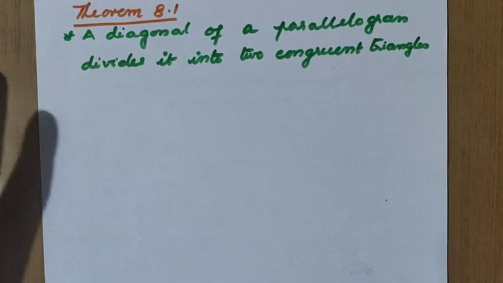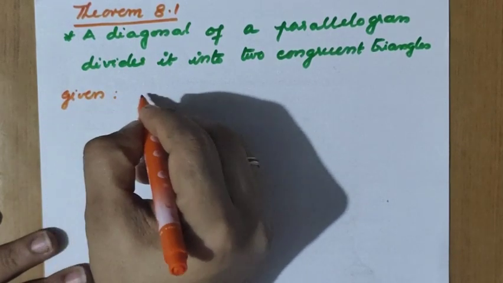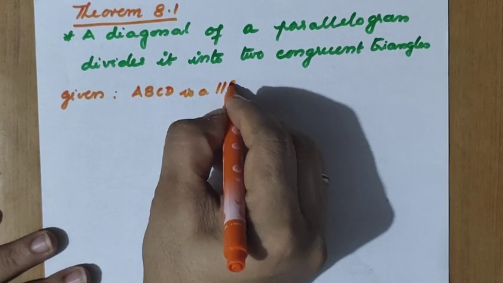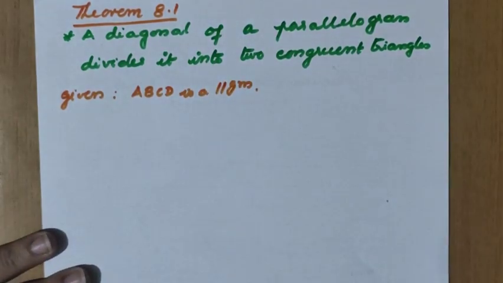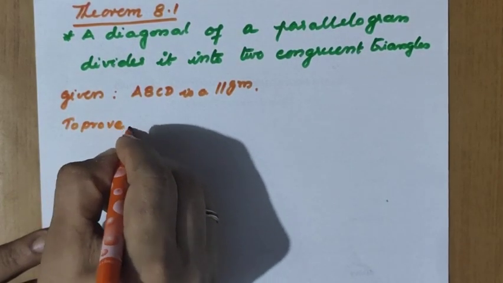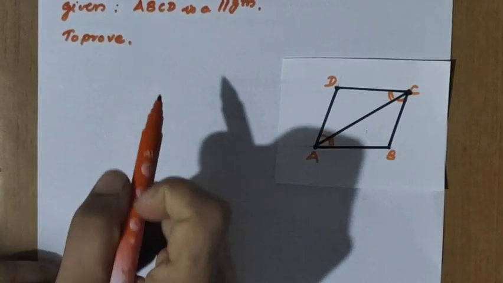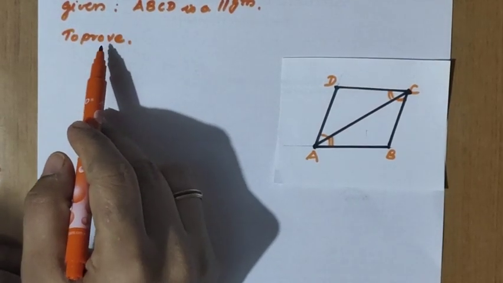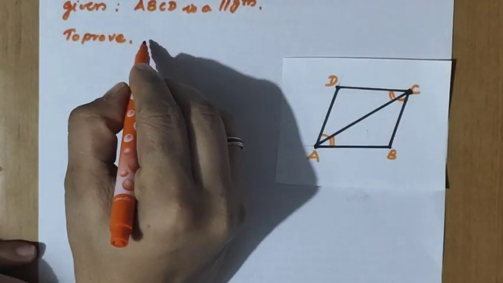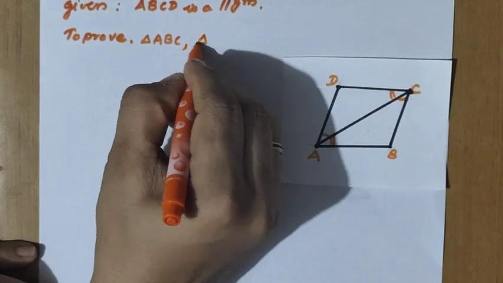So what is given in the question? Parallelogram is given. So we will write here: ABCD is a parallelogram. To prove, the diagonal divides the parallelogram into two congruent triangles. We have written that given ABCD is a parallelogram. To prove these two triangles are congruent. We don't know the order, so what will we write? Triangle ABC and triangle ADC are congruent.